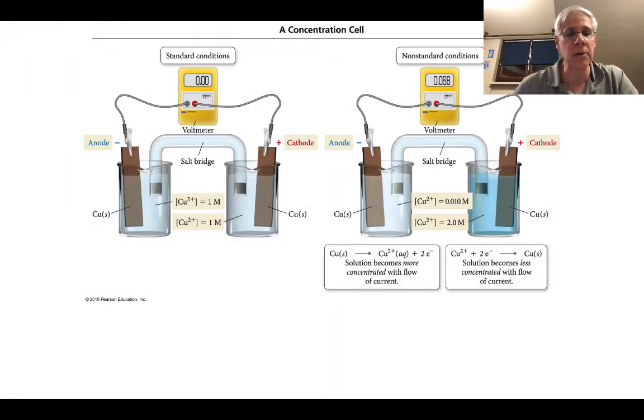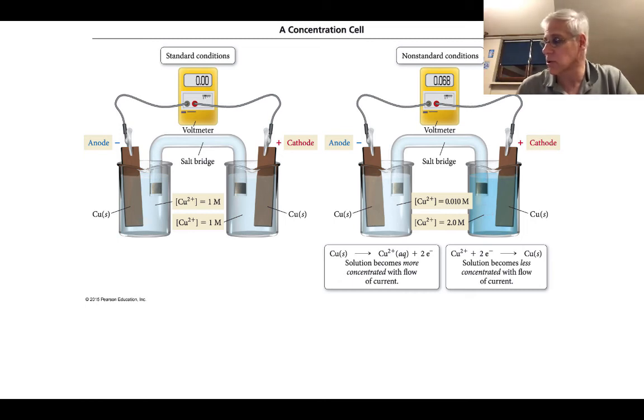Let's look at an example here. Over here on the left, we have a standard cell where the copper 2 plus solutions on both sides are 1 molar. We have copper metal there. And here we see a voltage of 0 volts. So there are no electrons moving back and forth. There's no reason for them to, since both half cells are identical. Over here on the right, we actually have a voltage of 0.068. So it's not exactly going to drive an e-car anywhere, but it does produce a voltage. Notice I've got slightly darker blue solution here indicating a higher copper concentration.